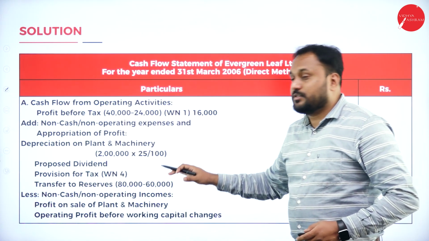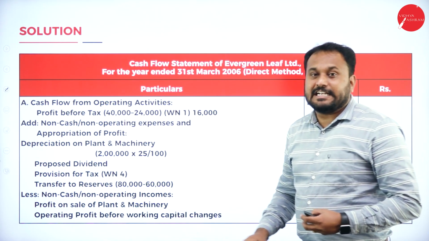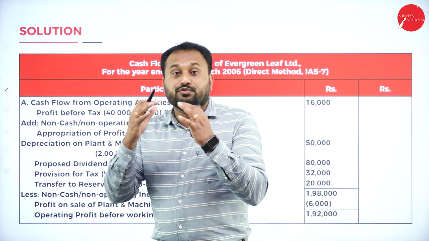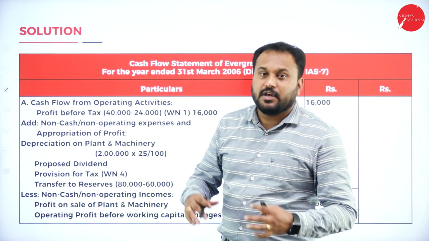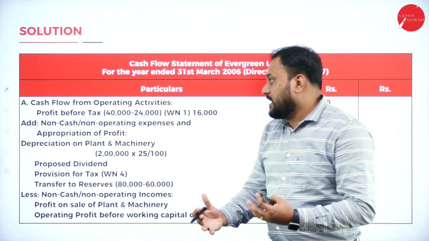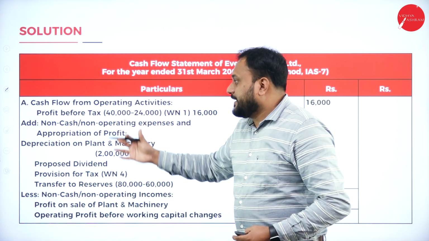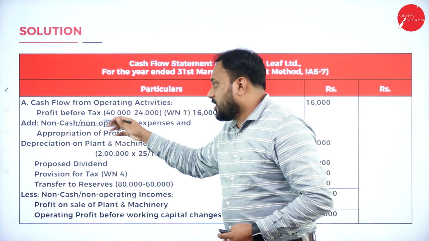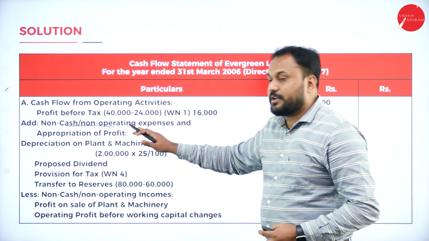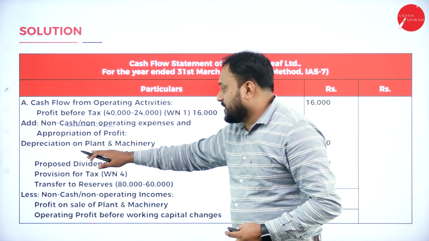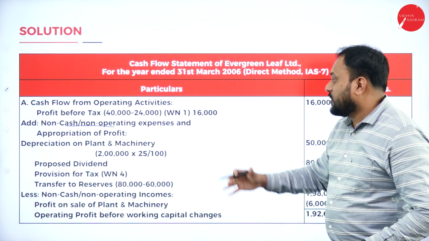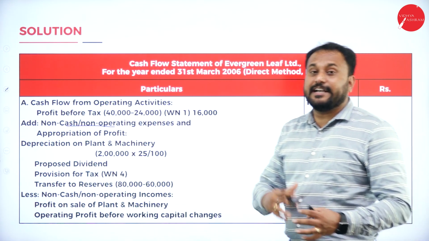Now what should you do? You know the format of the indirect method. The first one is the cash flow from operating activity. So a working note is what you are supposed to go with. When a working note should be added, when the table should be added, you already have understood that. Next, add the non-cash and non-operating items. Then you go with the appropriation of the profit. When you go with appropriation of profit, that is depreciation on plant and machinery, proposed dividend, provision for tax, transfer.